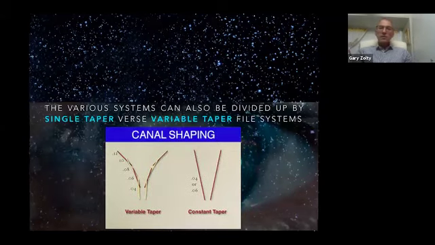So the file systems can also further be compared and can differ in the taper. You can have a single taper or variable taper. Variable taper is usually just in one file, where you can have a change in taper. And so usually from the coronal to the tip, we're going to get more cutting, greater cutting at the coronal part and less at the tip.